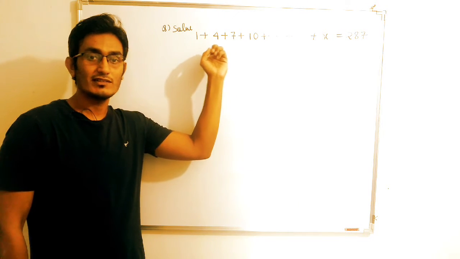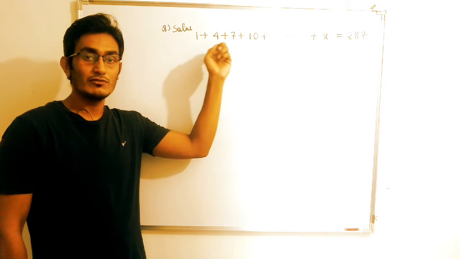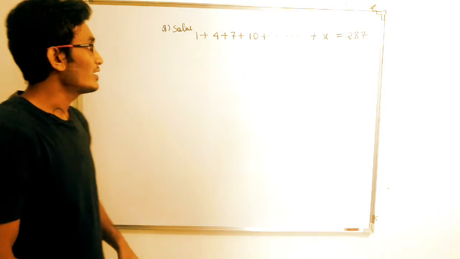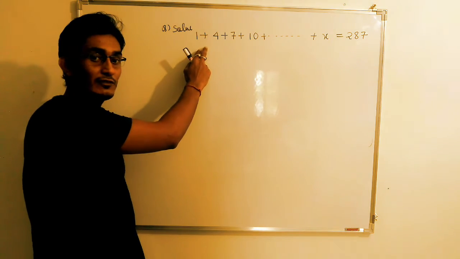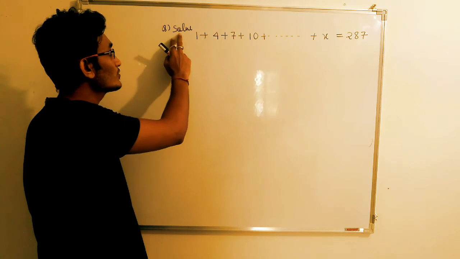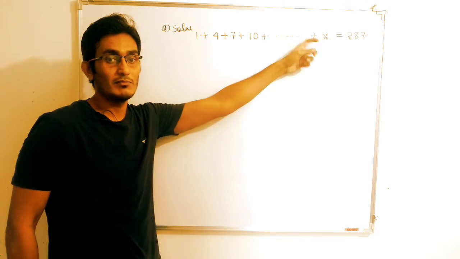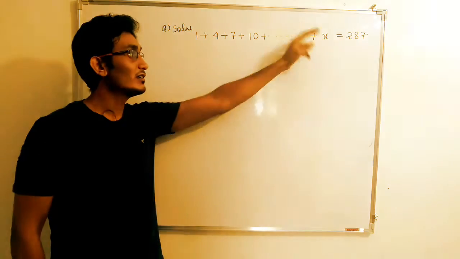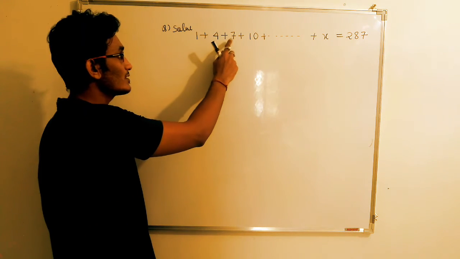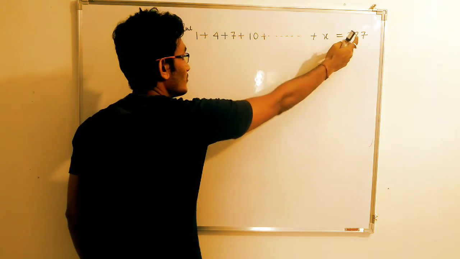This question was asked in CBSE Board 2019, and for the upcoming 2021 board exam, this question is very important. I have taken this question from arithmetic progression. Solve means we need to find out the value of x. Here, 1 plus 4 plus 7 plus 10 plus dot dot dot plus x equals 287.